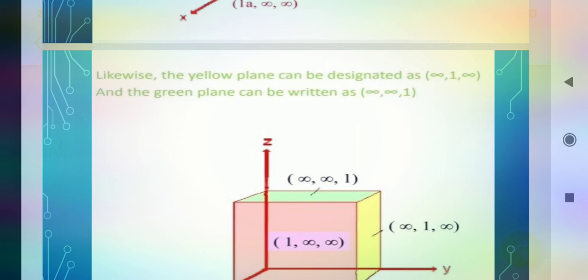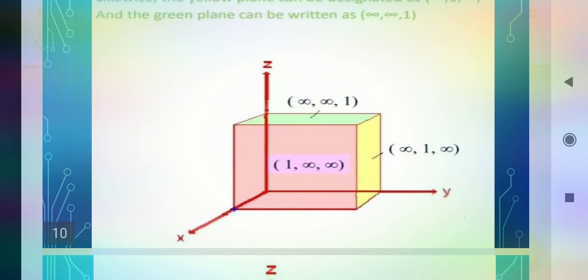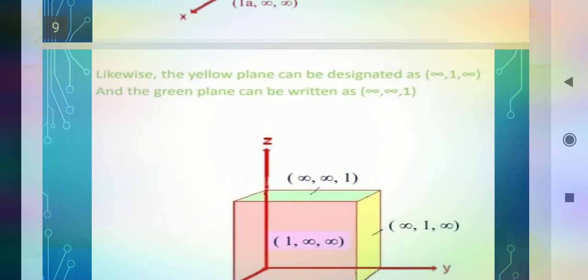So it is infinite, one, infinite. Similarly, for green, we consider the z axis. The plane is parallel to x and y. So x is infinite and y is infinite. Then the indices for green are infinite, infinite, one. That's it. So this is the thing.